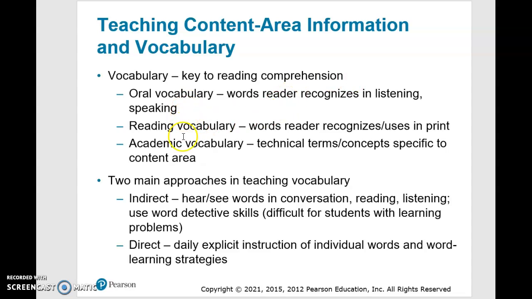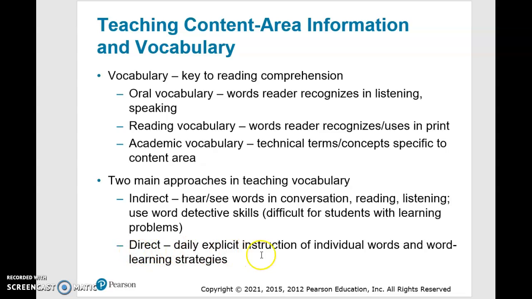So there's oral vocabulary, reading vocabulary, and academic vocabulary. Oral vocabulary: words the reader recognizes in listening and speaking. Reading vocabulary: words the reader recognizes or uses in print. And academic vocabulary: technical terms or concepts specific to a content area like science or social studies. You might have someone who has a really strong oral vocabulary, where they have a really good speaking vocabulary, but then when they're reading, they might struggle to recognize some of those words. So two main approaches to teach vocabulary, we have indirect and direct.